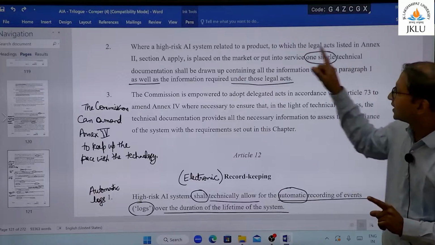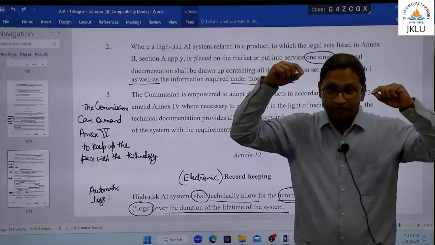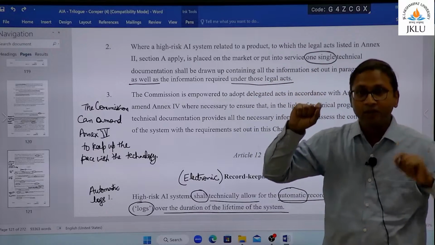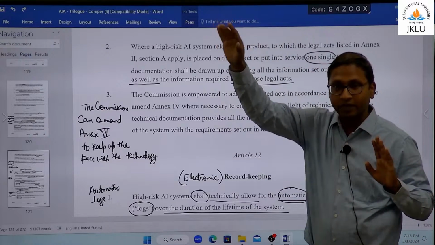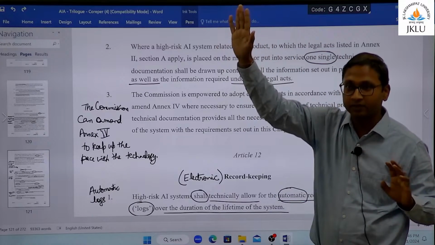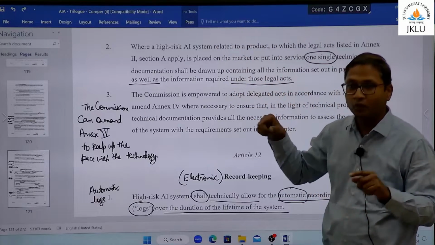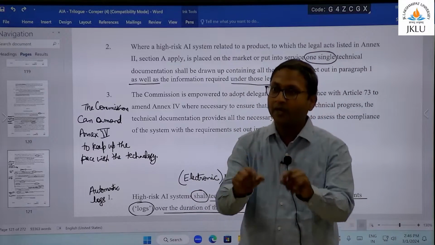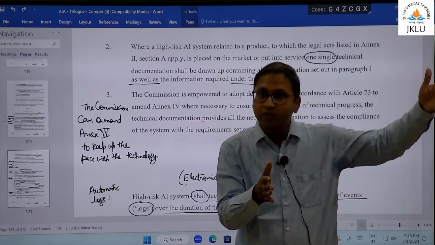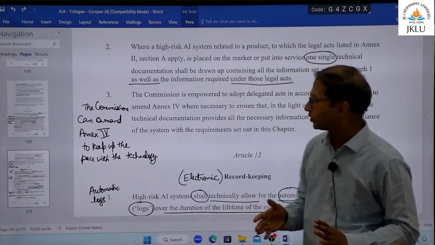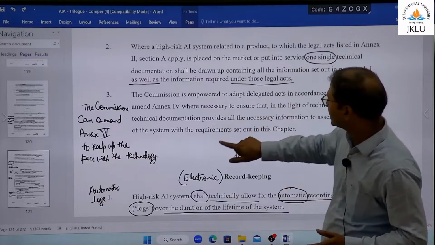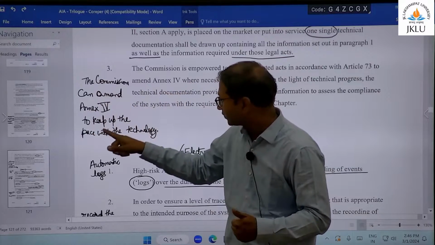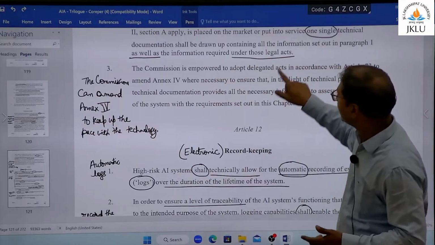See, Annexure 2 Section A refers to all those other regulations of European Union, right? So if you are showing compliance there and if you are documenting something over there, then we don't want to overburden you with this extra thing. Do only what is strictly required in just this case because you are already showing a lot of compliance. Okay? And then Commission is empowered to delegate. So Commission can amend Article 4 that we'll see to keep up with the pace of the technology.